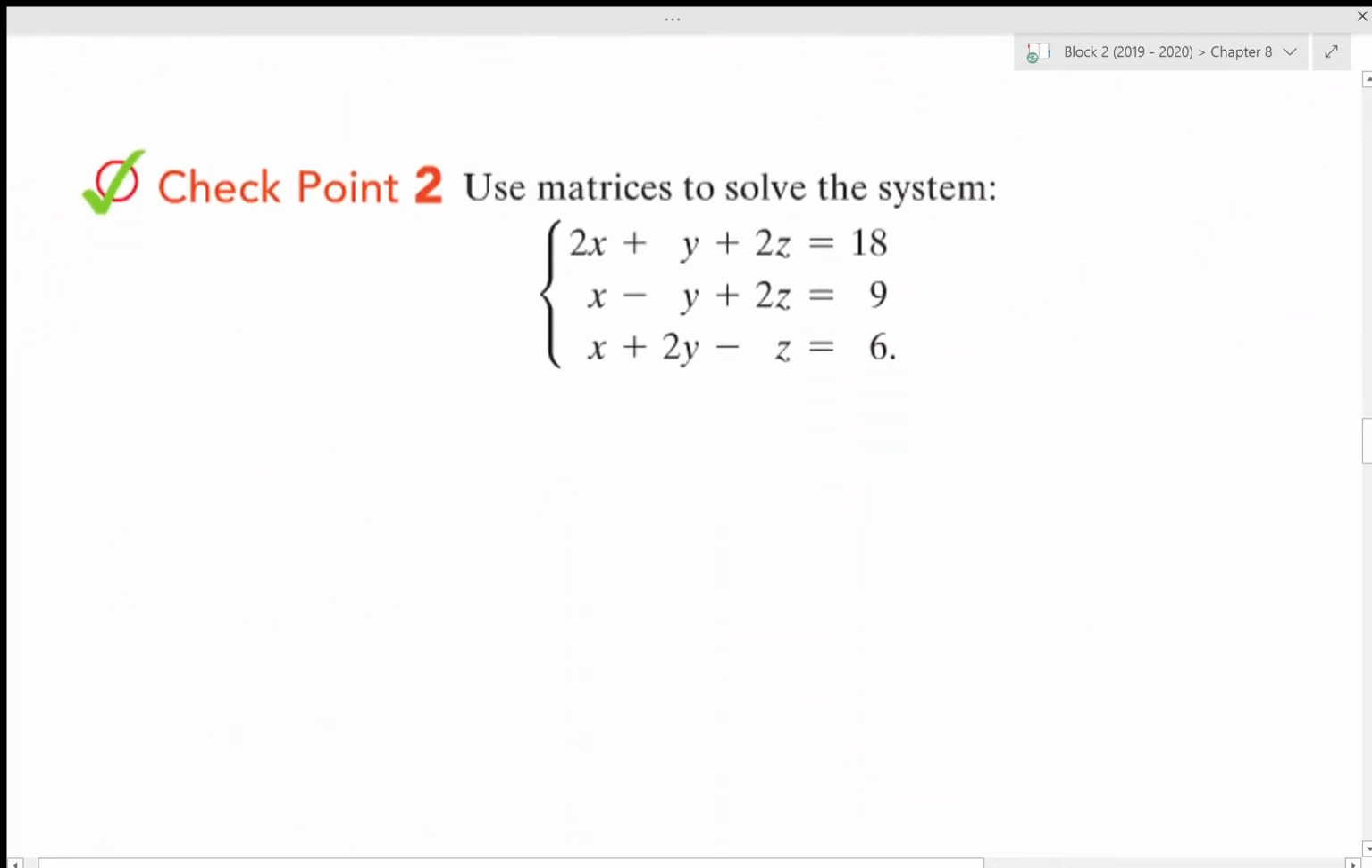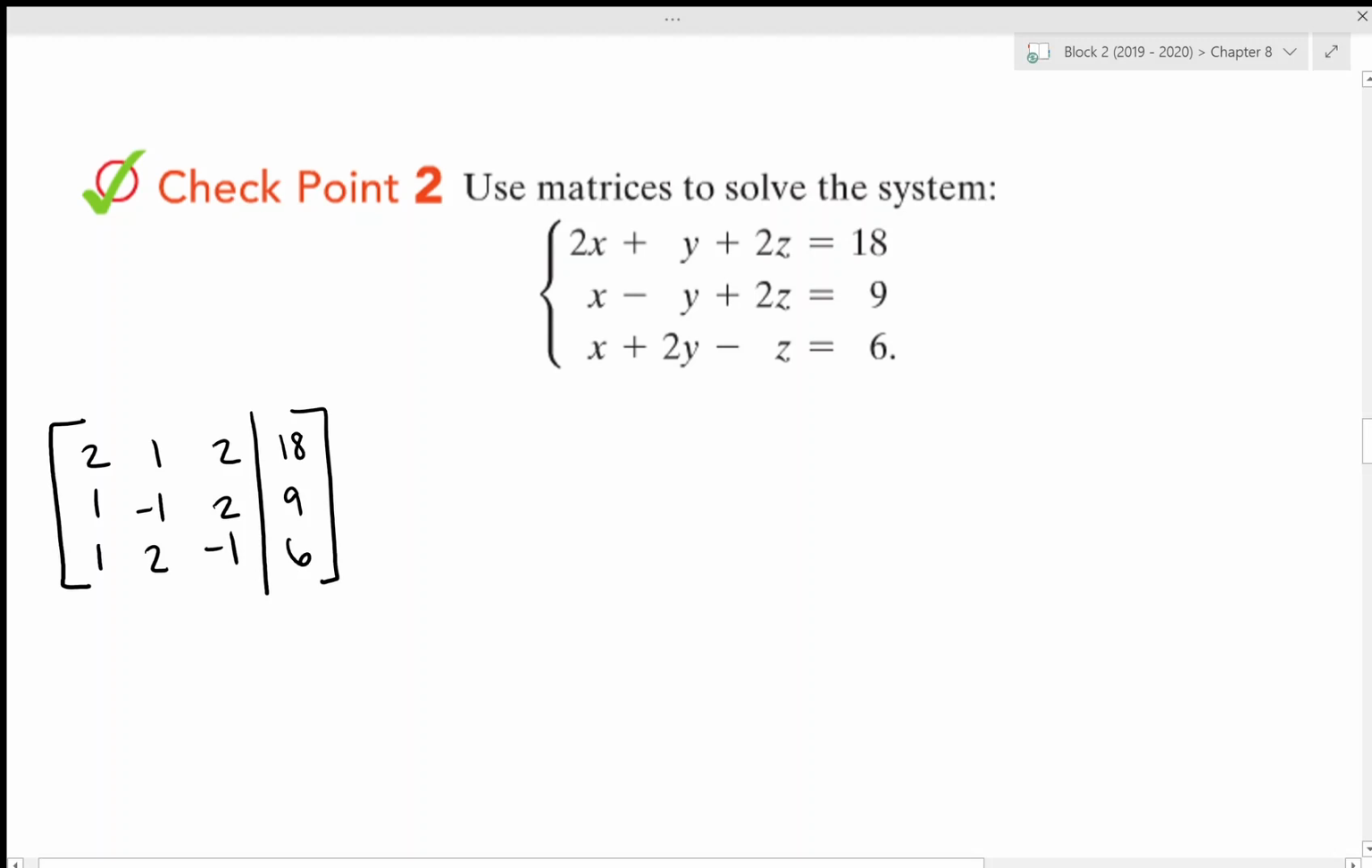So checkpoint 2, we all started to do in class. I just want to go over it so that we have that problem. First I make sure, is it written where all my x's are aligned, my y's, my z's, and then the equals and the constant? It is. It's already in that form, so I can write it as an augmented matrix. On the line, 18, 9, and 6.